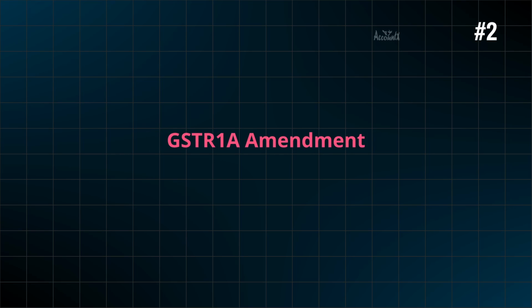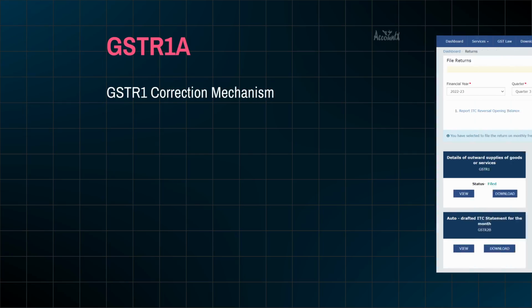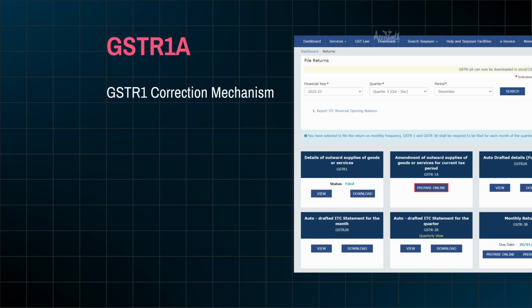Now the second one, that is when the supplier amends invoice through GSTR 1A. Now what is this GSTR 1A? It is a mechanism to correct your GSTR 1 before you file your GSTR 3B. Even in this situation, the transaction would flow to your IMS dashboard, but your GSTR2B would be updated only in the subsequent month. To have a better understanding of this, let's consider the same example.